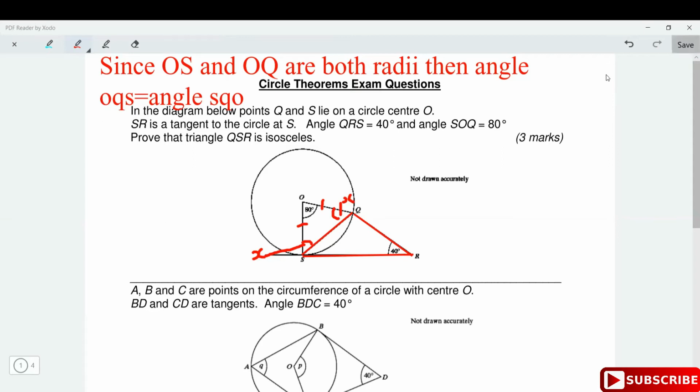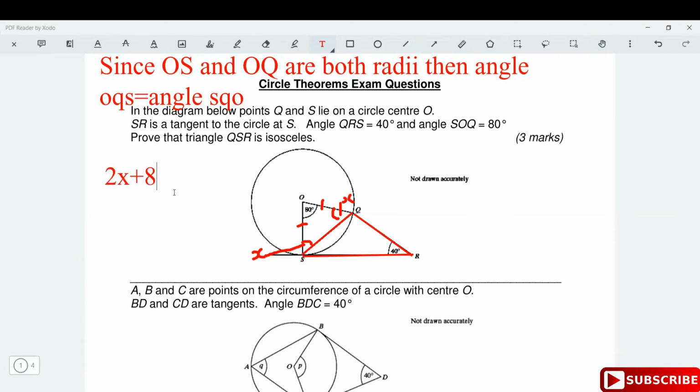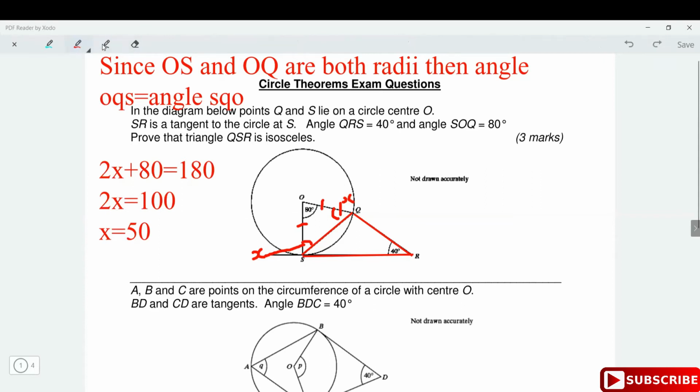So what we then know is that 2x plus 80 is 180, because angles in a triangle sum to 180. 2x plus 80 equals 180. So then 2x is equal to 100 and so x equals 50 degrees, right? So therefore we can write down right here that this angle in here is 50 degrees and this angle up here is 50 degrees.